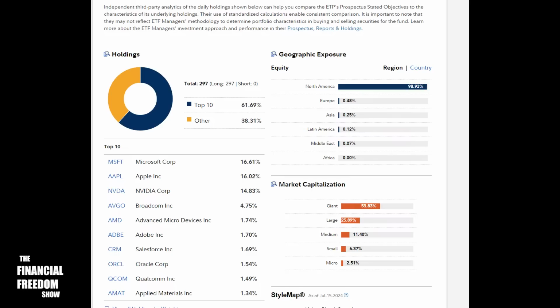Sectors represented in FTEC include software, hardware, semiconductors, and IT services, among others. This diversification within the tech sector helps reduce risk as you're not reliant on the performance of a single company or subsector. FTEC is passively managed, which means it aims to replicate the performance of the underlying index rather than trying to outperform it. This passive management strategy often results in lower fees compared to actively managed funds.